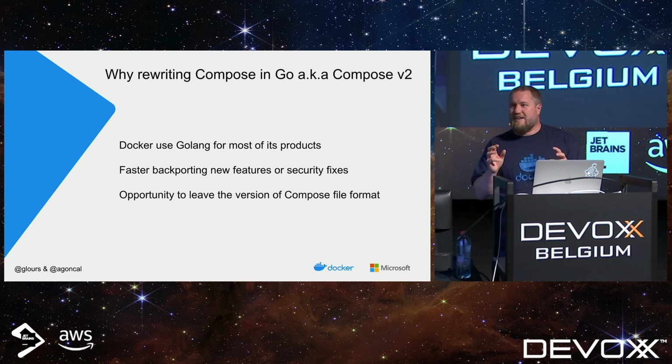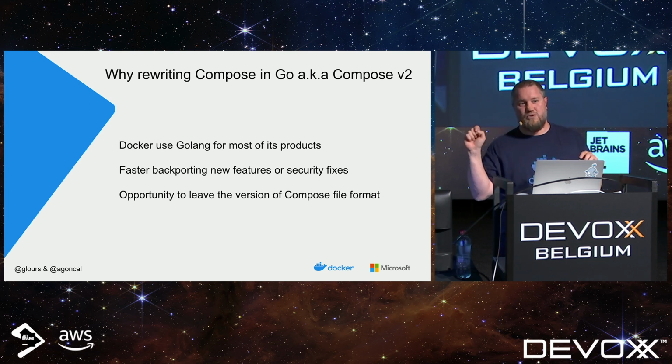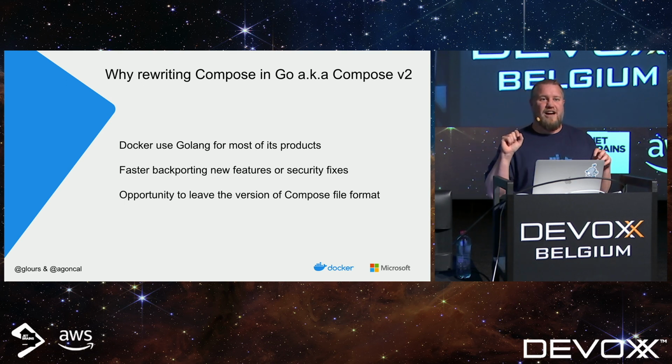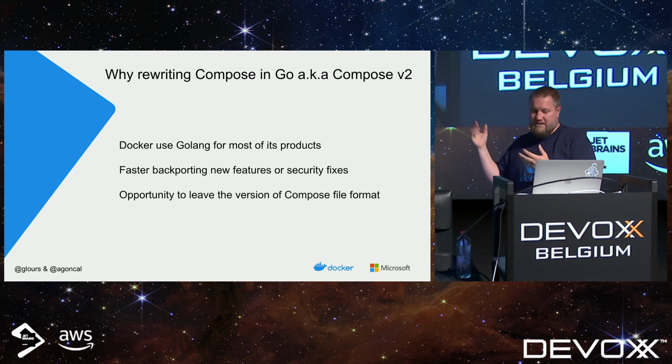Also, something that you maybe don't know: a few months ago, Compose was still using its own process to send signals to the container. And you had some differences between doing a Control-C with a container running with the Docker command line directly and with Compose. So that was weird. Now we just call the API of the CLI to stop the container the same way. And as already mentioned, that was the opportunity to leave the Compose file format.